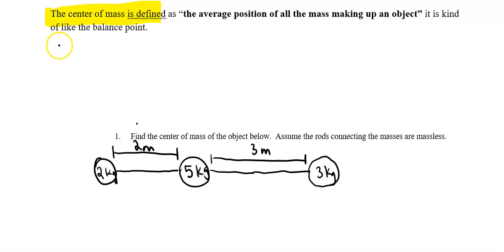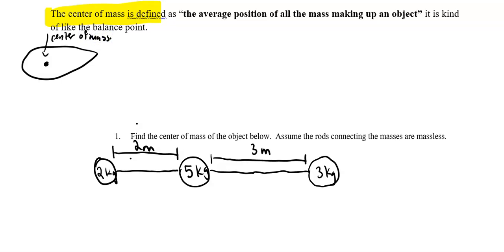So let's say we have an object in the shape of a teardrop. Where would the center of mass of the object be? Again, that's the average position, so it's going to be near the more massive side. Somewhere along here would be the center of mass. And we'll practice it for various objects.